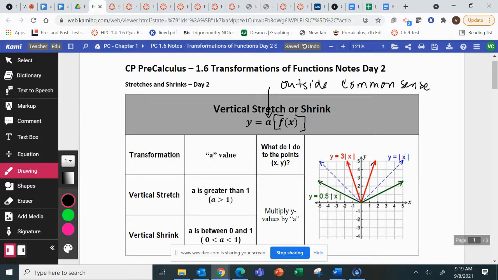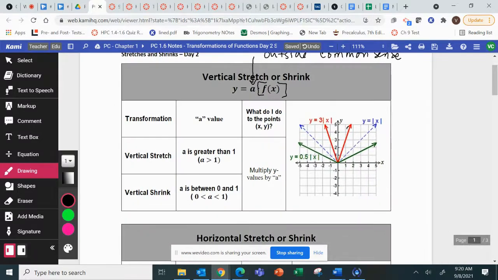So if I have a number that's bigger than 1, give me a number bigger than 1. 2. Okay, 2. If I multiply anything times 2, it's going to get bigger. Anything bigger than 1 is a vertical stretch. Numbers that are between 0 and 1, give me a number between 0 and 1. 0.5, 1/2. If I multiply anything by half, that's getting smaller. Half of something, that's getting smaller.